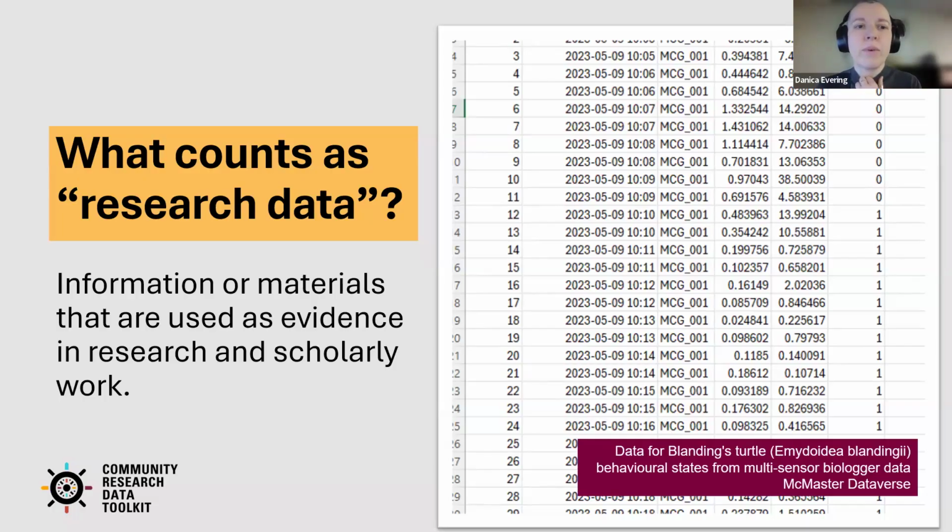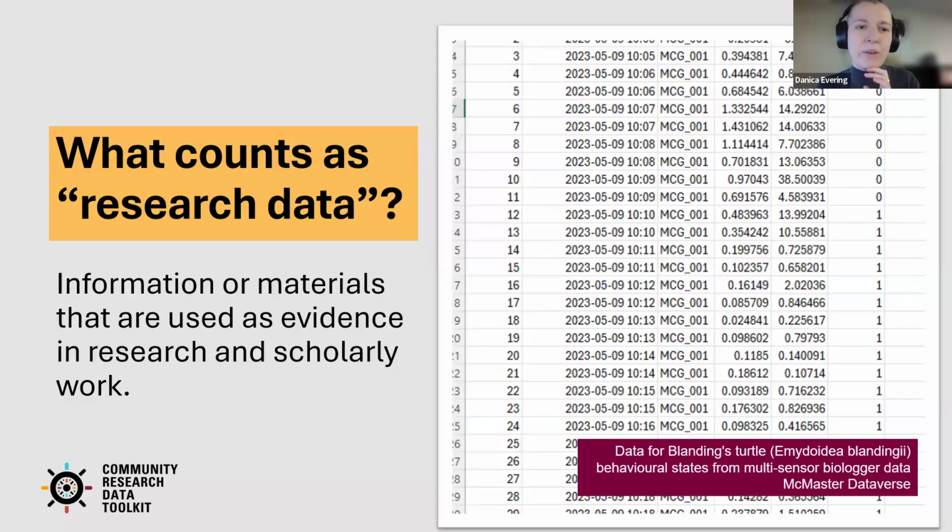And so, when we think about what counts as research data, I think probably 10 years ago, if you'd asked me what research data was, I would have envisioned something like this lovely spreadsheet that we have on the right-hand side of the page. I love this data set, and I mention it every time because I think it's so cute, but it's Blanding's turtle data from biologgers, and it says whether the turtle is in the water or on the land and what angle it's on, like what the pitch of the turtle is.